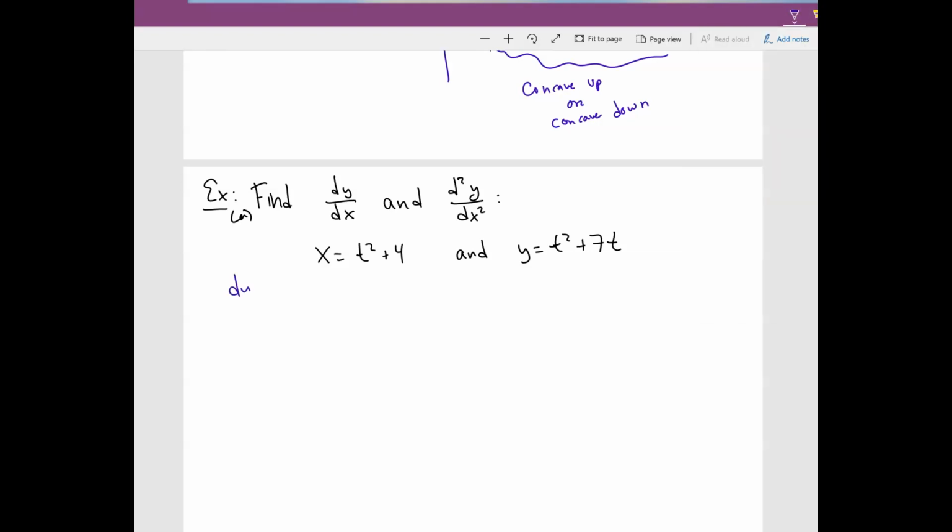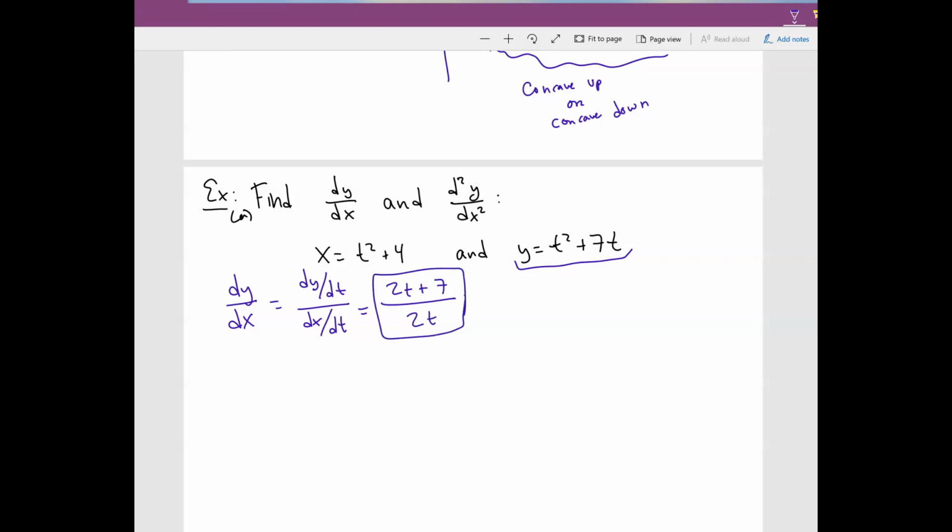The first derivative, dy over dx, is given as dy over dt divided by dx over dt. That's the formula. So the first thing we do is take the derivative of y with respect to t, which gives 2t plus 7, divided by the derivative of the x part, which gives 2t. At this point, you can just leave it as this.